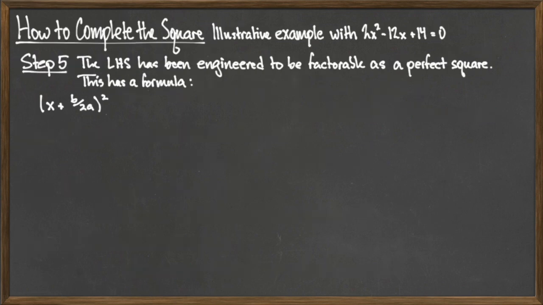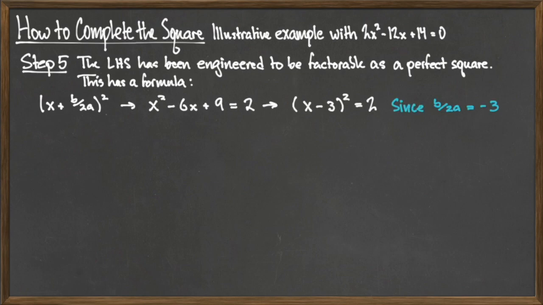Since the left-hand side has been engineered to factor as a perfect square, this actually comes with a formula. The left-hand side will always factor as x plus b over 2a quantity squared. For us, that means that our left-hand side of x squared minus 6x plus 9 equals 2 is going to factor as x minus 3 quantity squared equals 2.